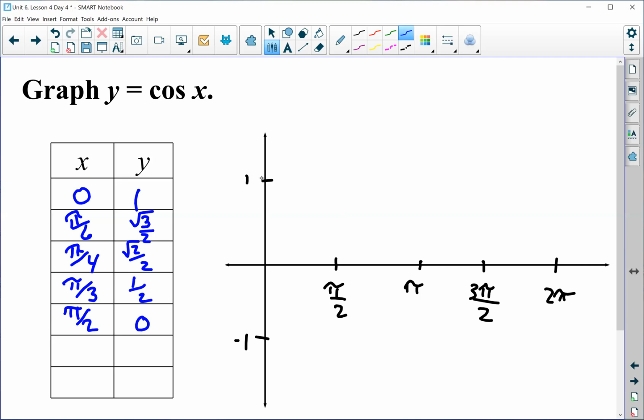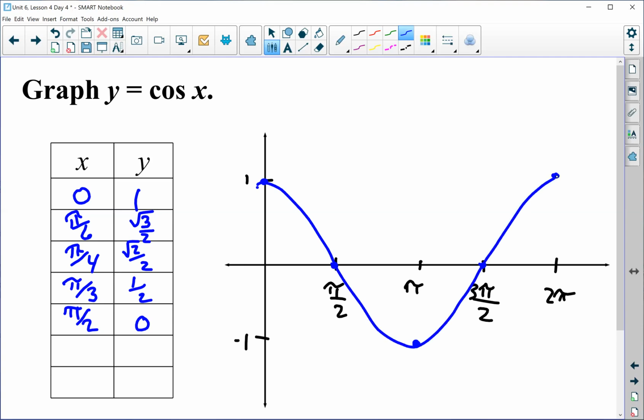So we start at 1. At pi over 2, we get to 0. At pi, we're at negative 1. At 3 pi over 2, we're going to be at 0. And at 2 pi, we're going to be at 1. So the cosine function graph looks something like this.